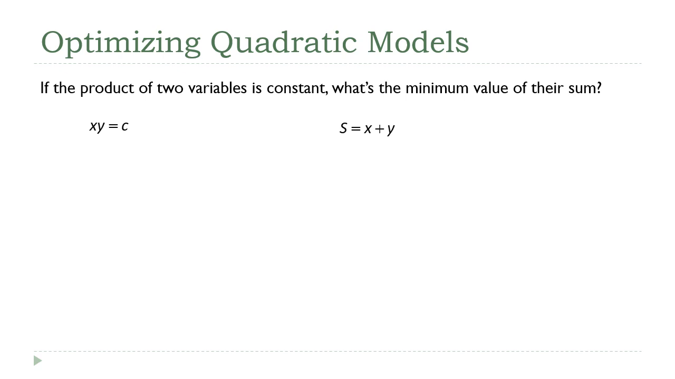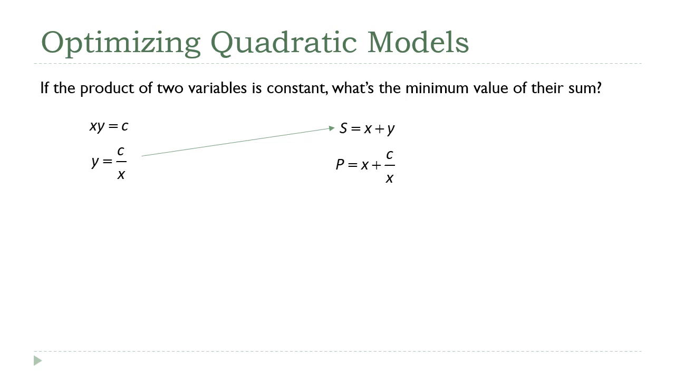Okay, well, I'm going to follow the same approach here, right? It worked pretty well for us last time. So I'm going to solve the first equation for y. If I divide both sides by x, that becomes y equals c over x. All right, then we'll substitute that into the sum equation, and it becomes p is equal to x plus c over x.